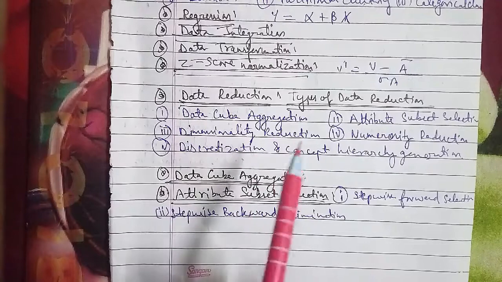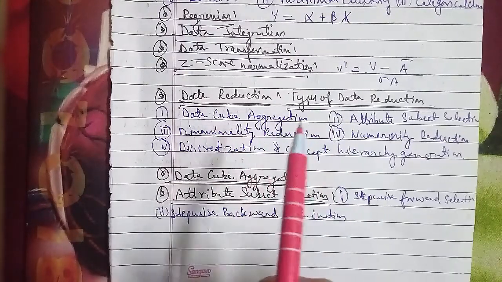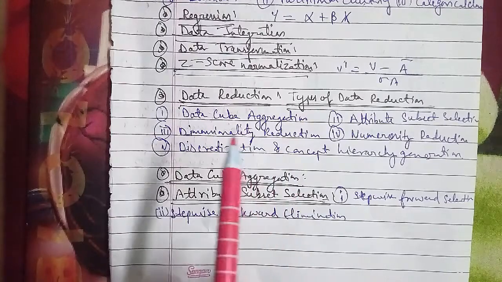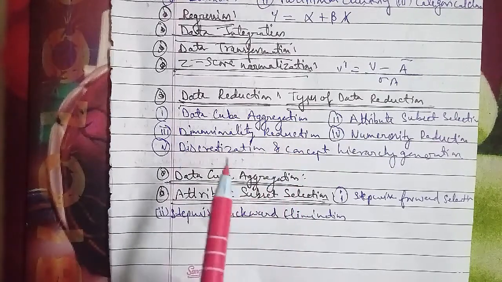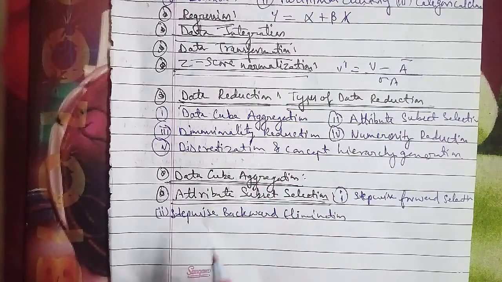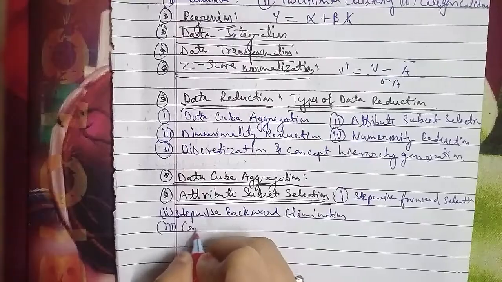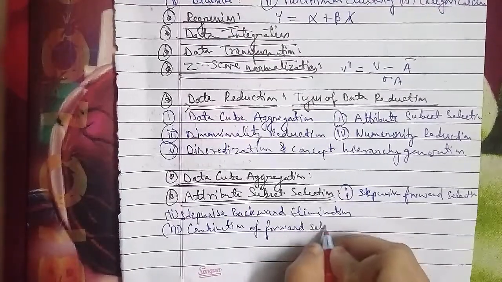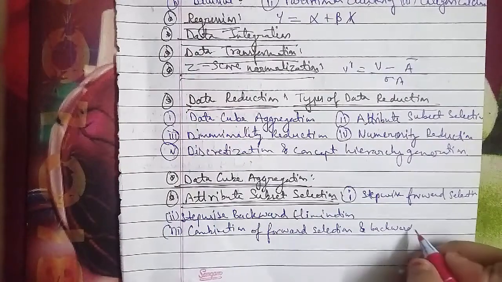Talking about the third one here, that is a combination of forward selection and backward elimination. So combining forward selection and backward elimination, this procedure works by combining the stepwise forward selection and backward elimination at each step, and the procedure selects the best attribute and removes the worst from the remaining attributes as well. Let's go ahead with the fourth one, which is decision tree induction.